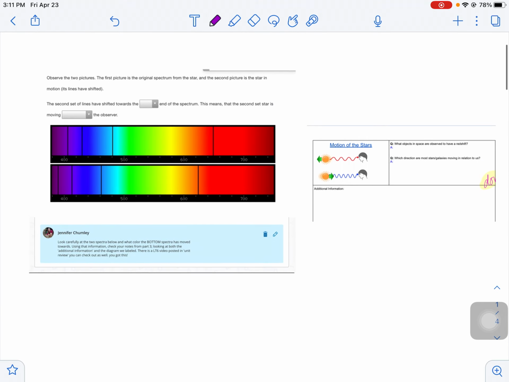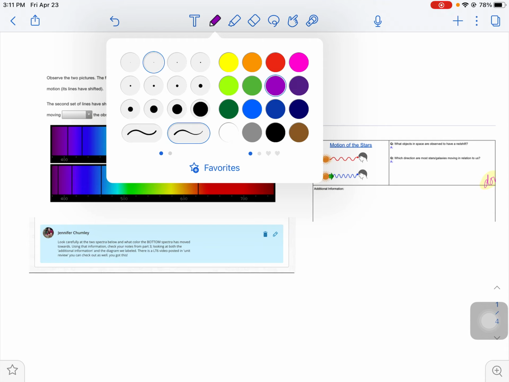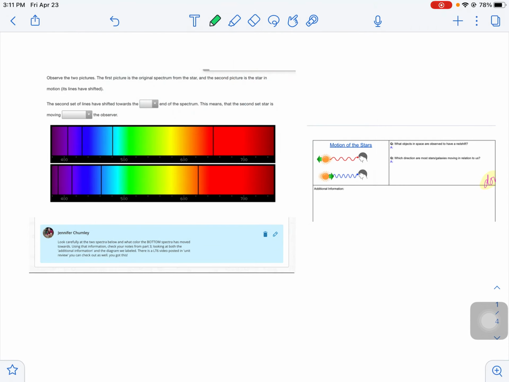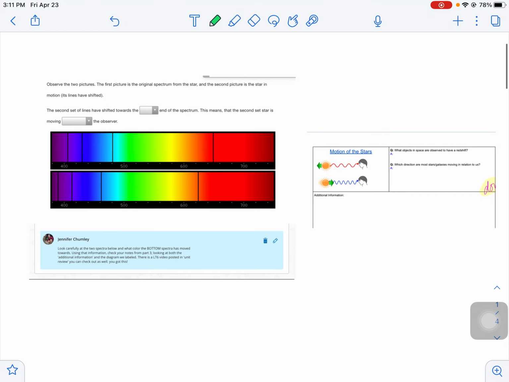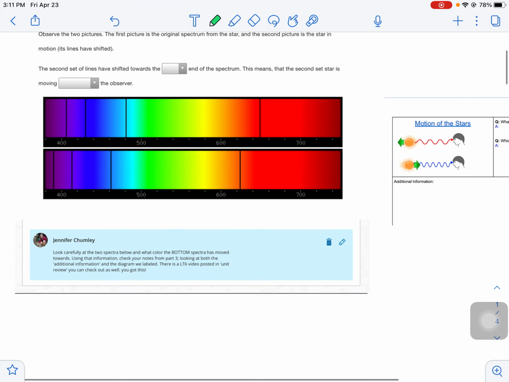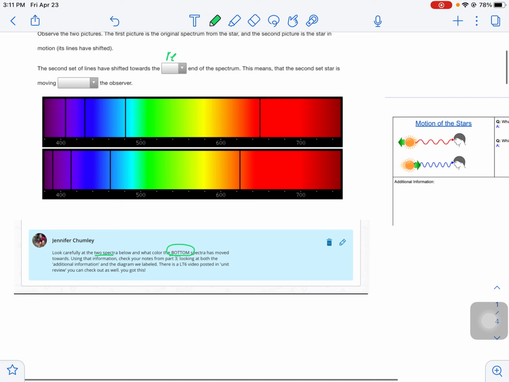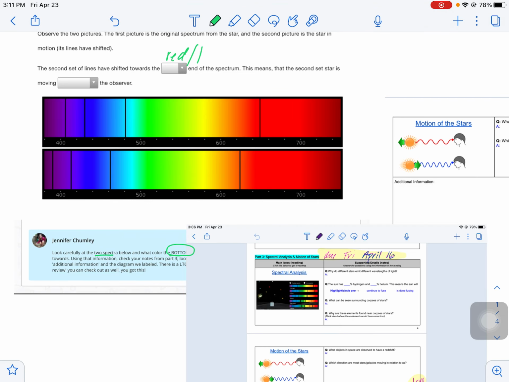Last but not least, this question here is talking about these two visuals. So my feedback was, look carefully at the two spectra, and the bottom one, we want to figure out which side it's moved towards, right? So our choices here are the red or the blue side.